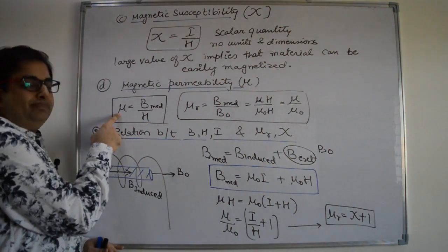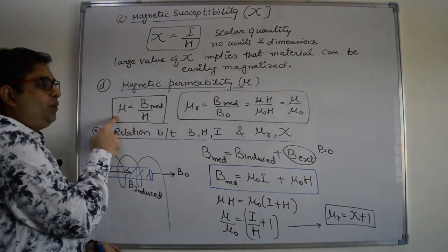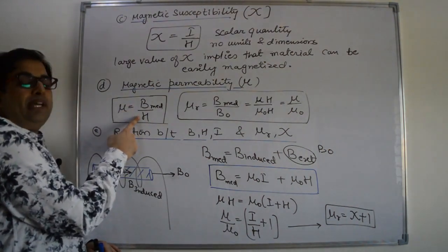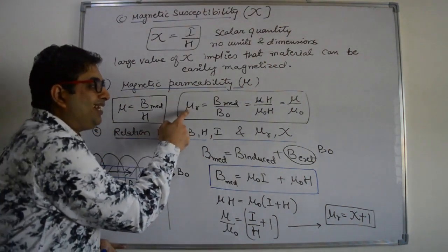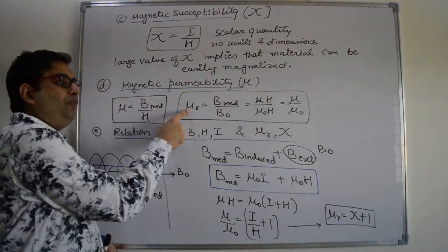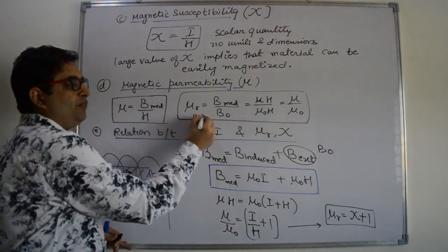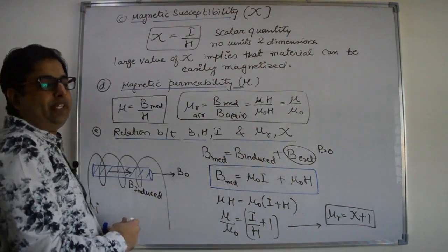Mu for a medium, that is permeability of a medium, is equal to total magnetic field inside the medium divided by magnetizing force H. What is relative permeability? Relative means with respect to air. We are comparing with respect to air.